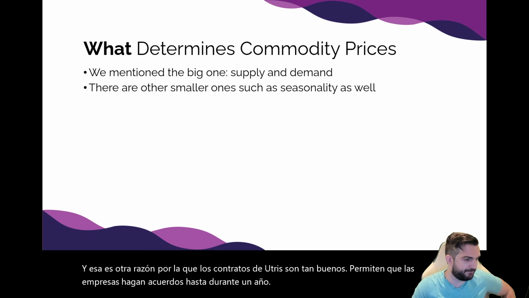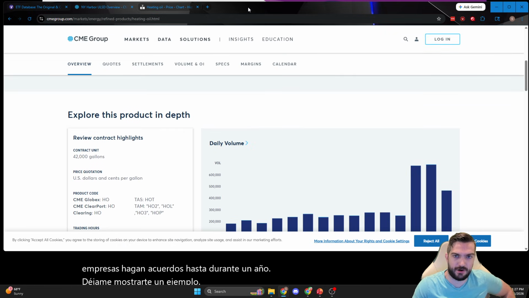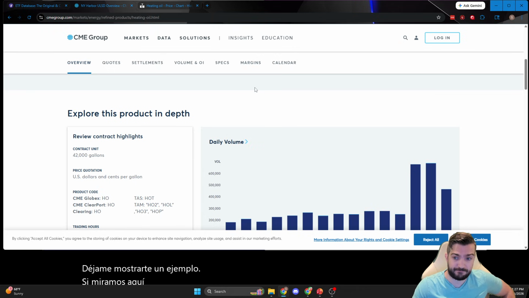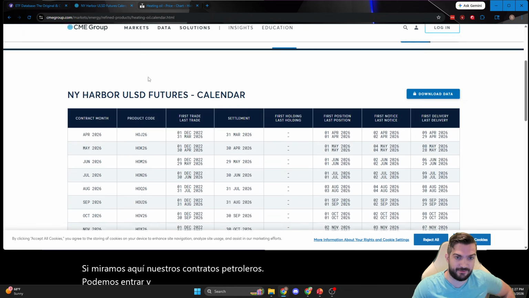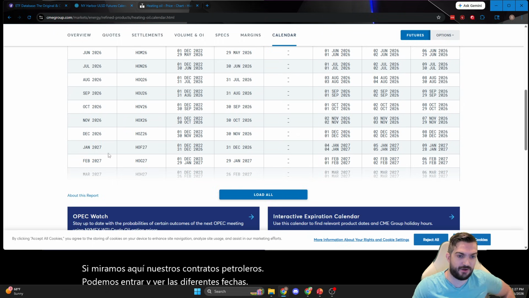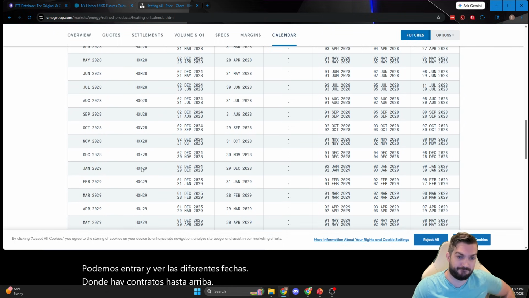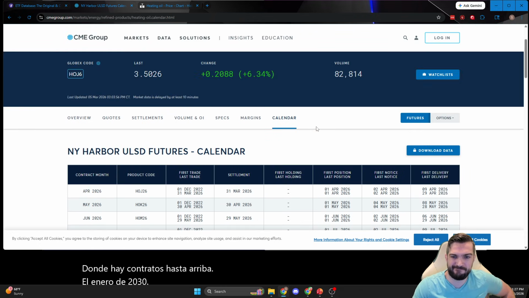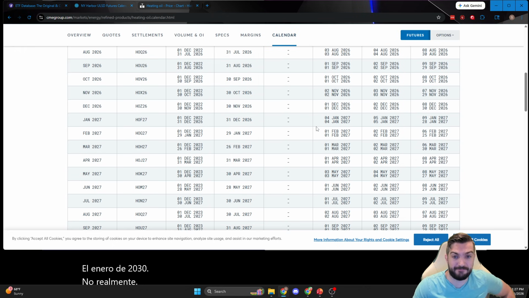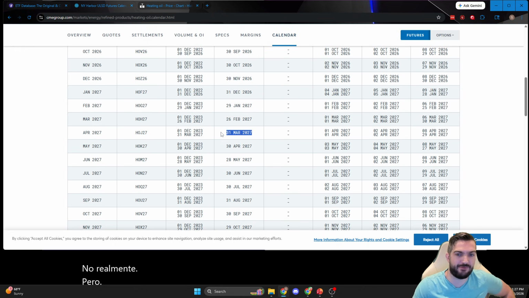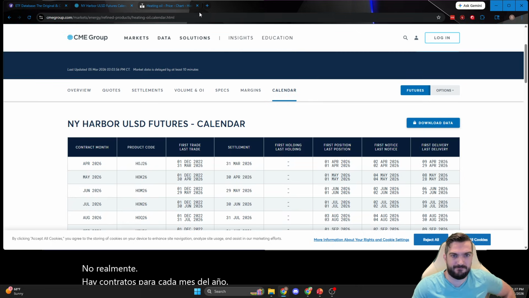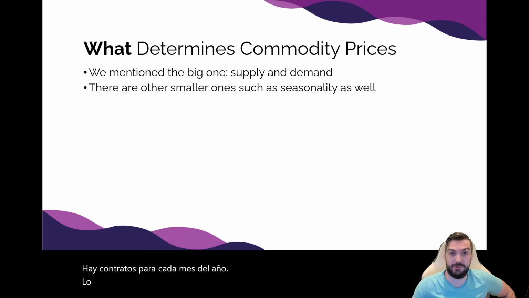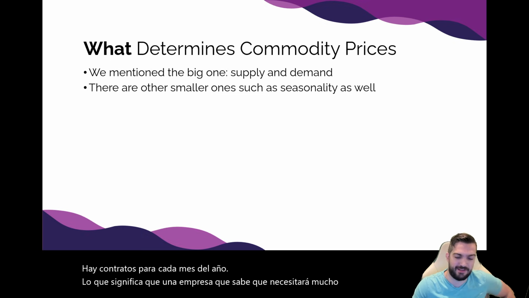Let me show you an example. If we look here at our oil contracts, we can go in and we can see the different dates where there are contracts all the way up to January 2030. Are they being traded? Not really, but there are contracts for every month of the year, which means a company that knows it will need a bunch of oil for the winter can stock up earlier in the year when prices are a little bit lower.